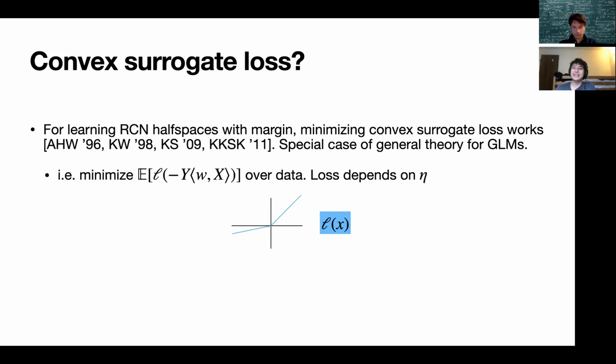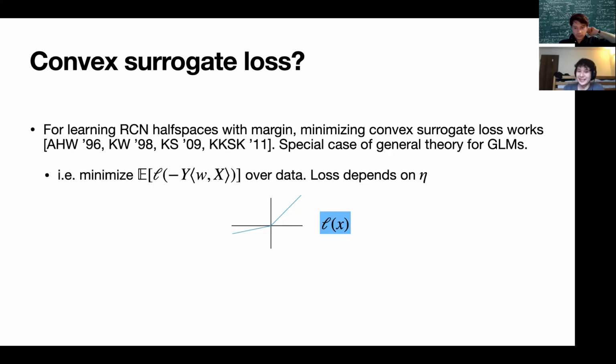And so actually, this is, again, a special case of a more general theory for so-called generalized linear models. This theory is called the matching loss theory, because there's a really nice, simple convex surrogate you can use, which is going to succeed. In particular, for RCN half spaces, the loss looks like this.